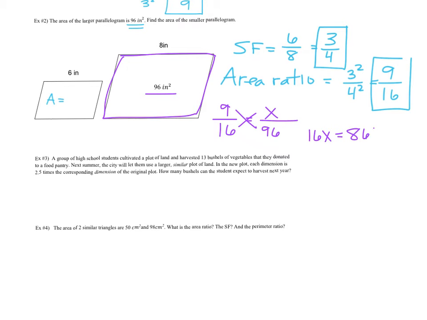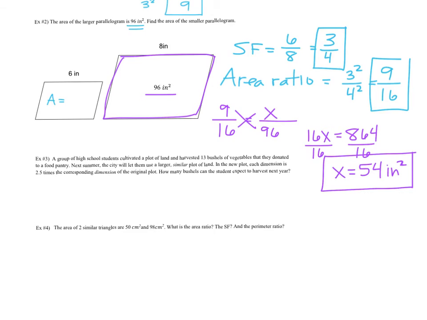Okay, 9 times 96 is 864. And then we divide by 16. So we get x equals 54. And what did we just find? The area. So 54 what? Square inches. Right. Make sense? Yes. All right.